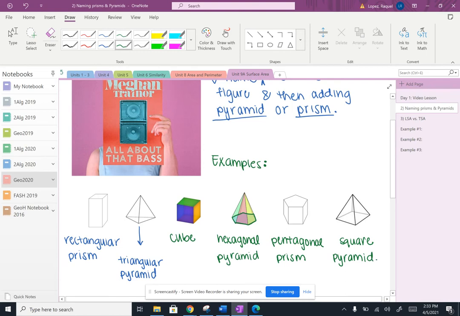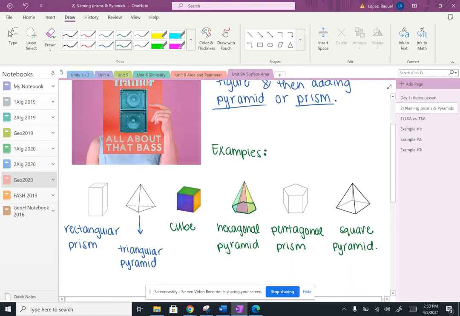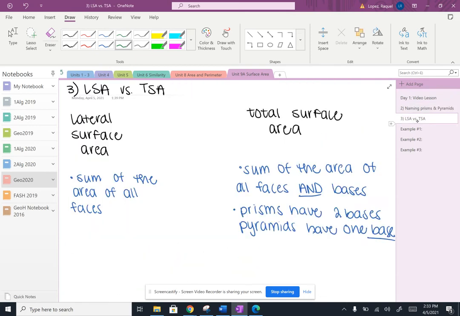So that's how we name our prisms and pyramids. Figure out what the base is, put that as the first word, and then you're going to add the word pyramid or prism based on what the name is. Okay, so now when we're working with these two figures, we're going to need to find our LSA and TSA, and this is what these two words mean. So LSA, we're going to call that lateral surface area, and that's going to be the sum of the area of all of the faces of our shape. And total surface area is the sum of all of the faces and the bases.